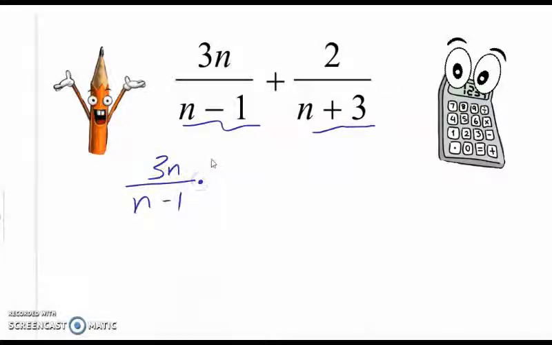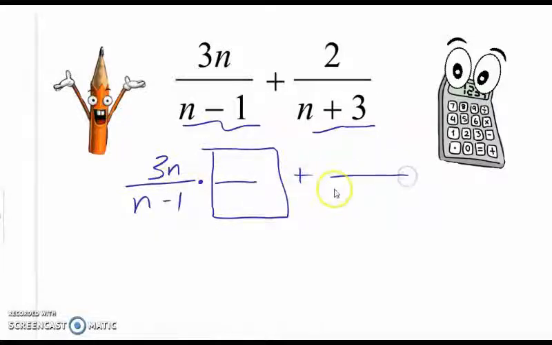Oh no, there's an equation in the sky, and it has unlike denominators. No way. And so what do we do with these denominators? So as you guys can see, the denominators are n minus 1 and n plus 3. So let's set this problem up real quick.